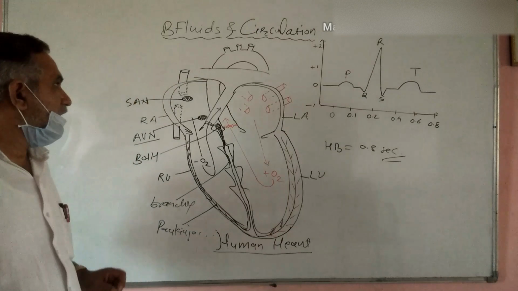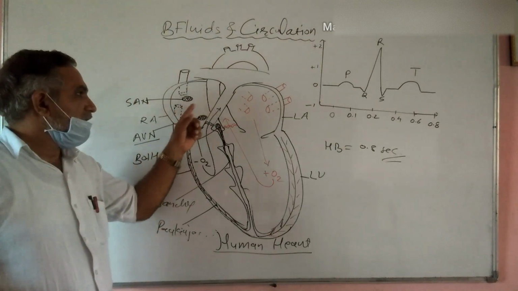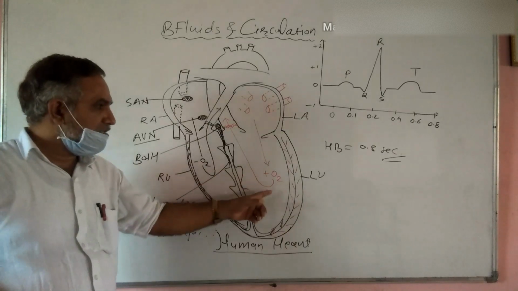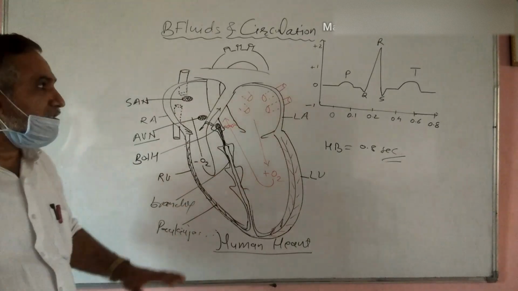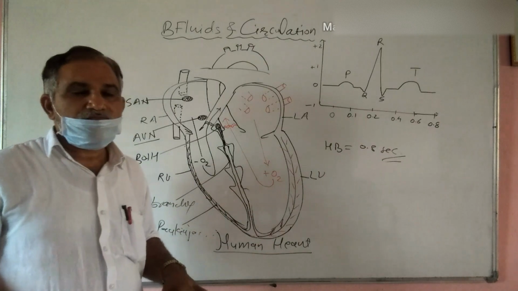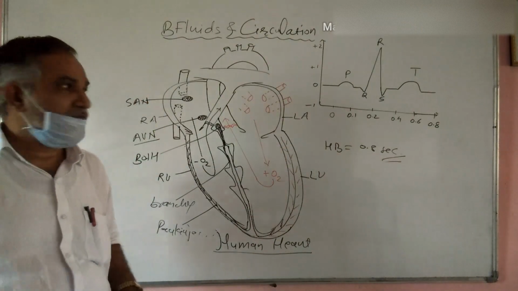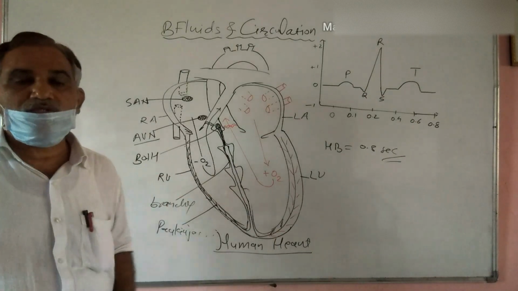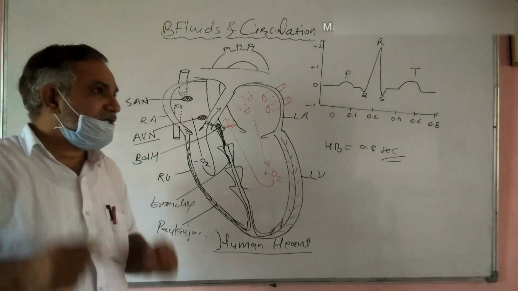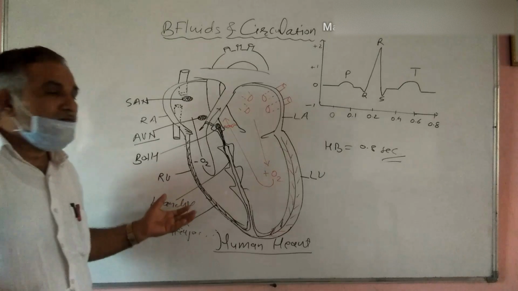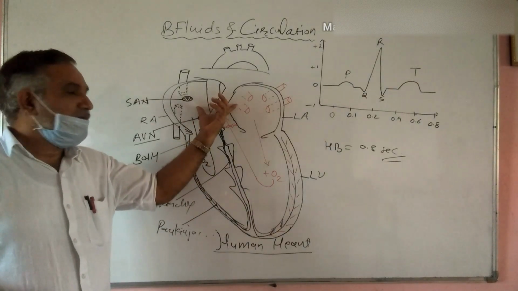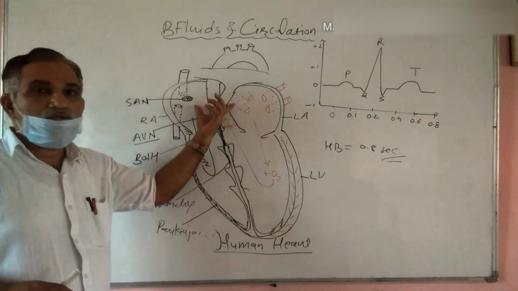So see here what happens. This is the right atrium and this is the left atrium. This is the right ventricle and this is the left ventricle. So when all the chambers are in a relaxed condition, that is the joint diastole. At that time what happens? The blood is collected in both the atria. Blood from the entire body is collected into both atria.